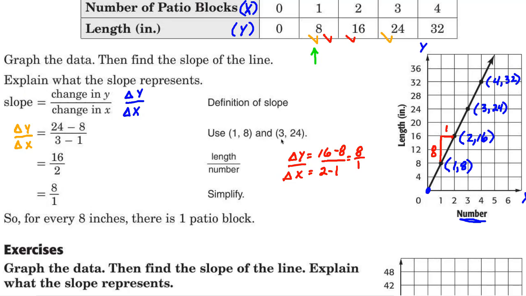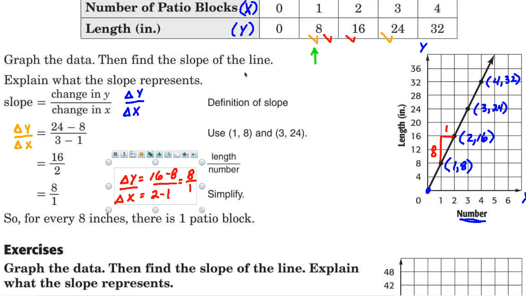In fact, let's prove it one more time. Let's take that one, get it out of the way. We know that that worked. Let's get rid of this. So you can erase this with your pencil. Or if you're able to, you can draw this next one over it somehow. And let's do one more. Let's say we went from 1, 8 all the way to 4, 32.